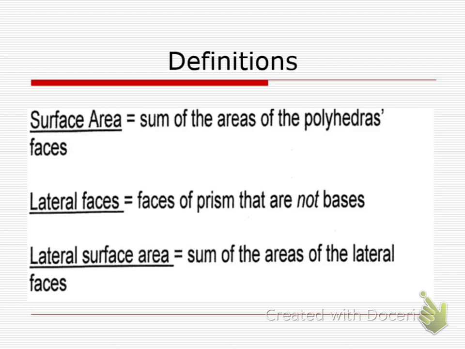The lateral faces are faces of a prism that are not bases. So remember, in a prism, how many bases do you have? 2. So in a prism, we would have 2 bases, and then any other face that's not a base is called a lateral face. So the lateral surface area is the sum of the areas of the lateral faces.